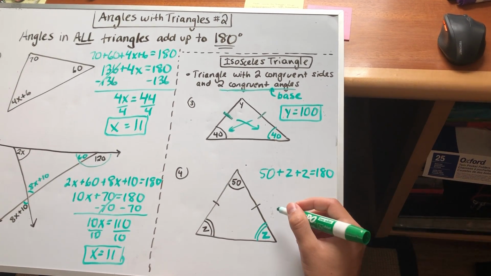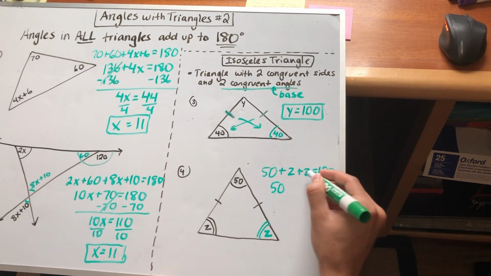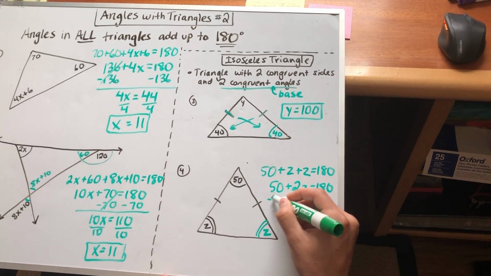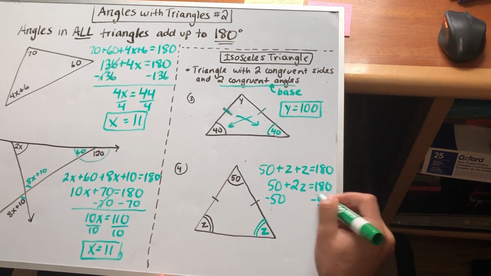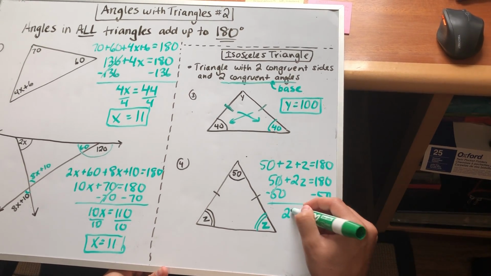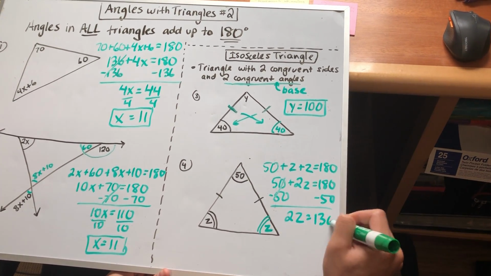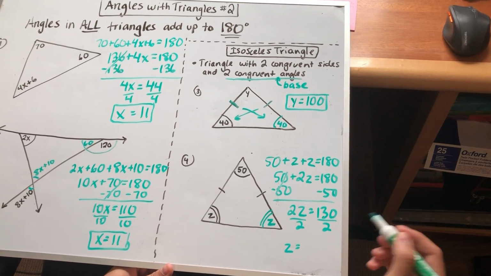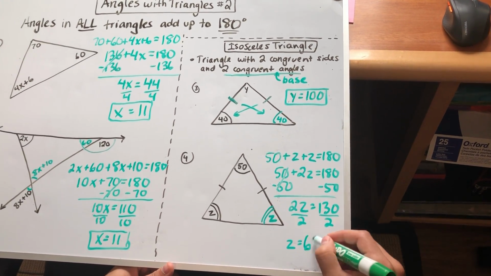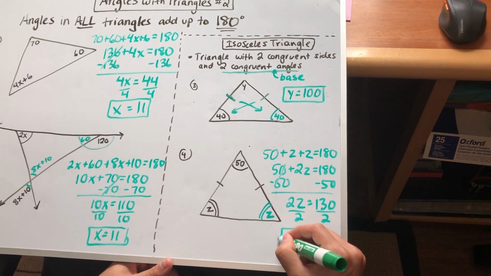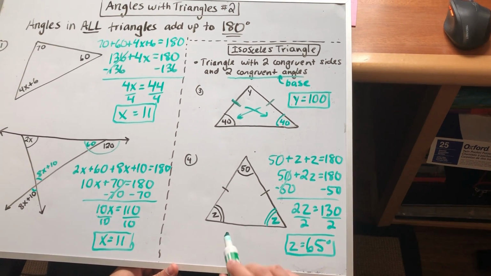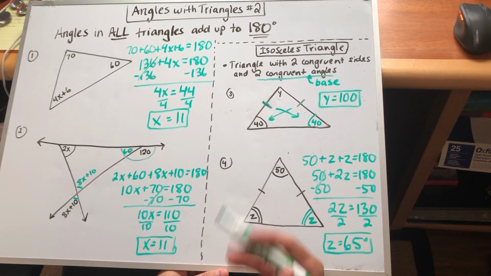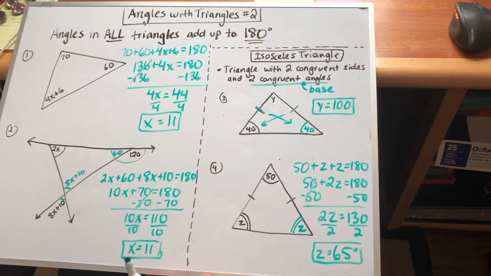And now you just solve for z. So 50 plus 2z. Subtract the 50. You get 2z equals 130. Divide by 2, and z equals 65 degrees. This is the one that's going to be a little tricky. All right, but again, if you're still stuck, I know I talk fast, just rewatch the video or just ask me any questions, okay?